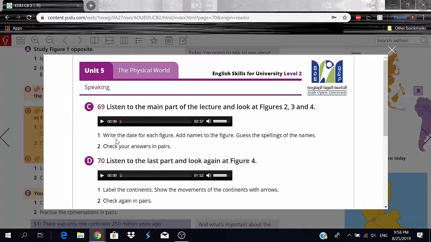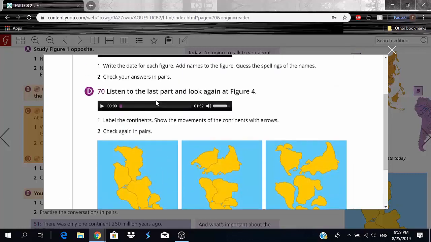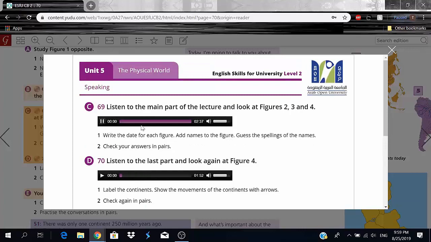Okay, and we want to write the date for each figure, and add names to the figure as well. In the audio, we're going to be hearing dates for each figure and names for these continents. Obviously, we're talking millions of years ago. After the audio, you should be able to write the date down. If not, I'll write it down. That's okay. And we'll be labeling them as well. Okay, here we go. Have a listen.